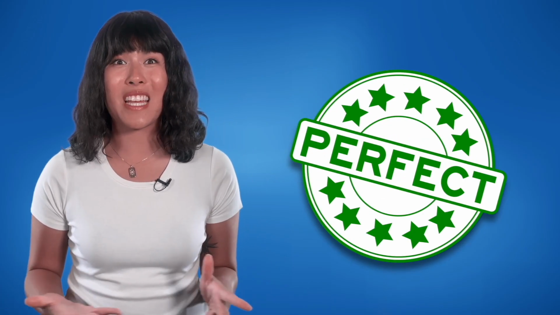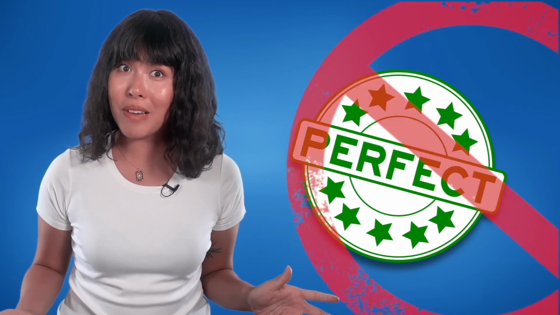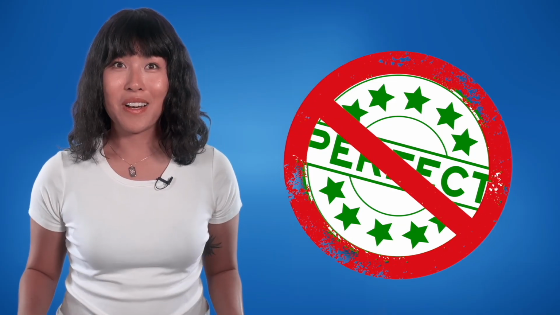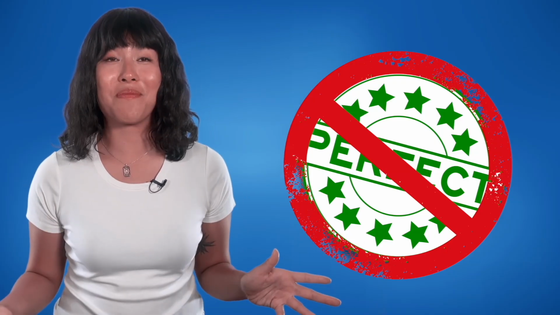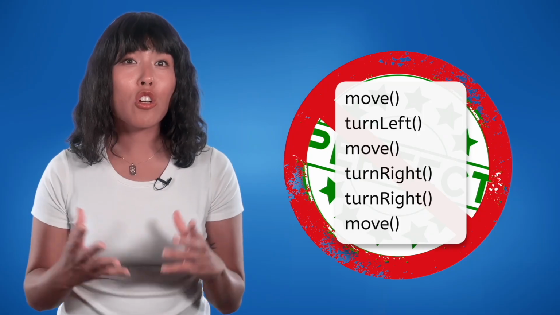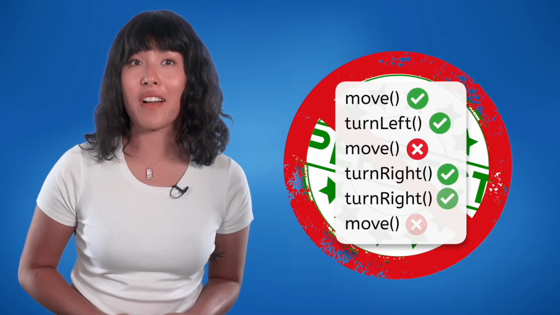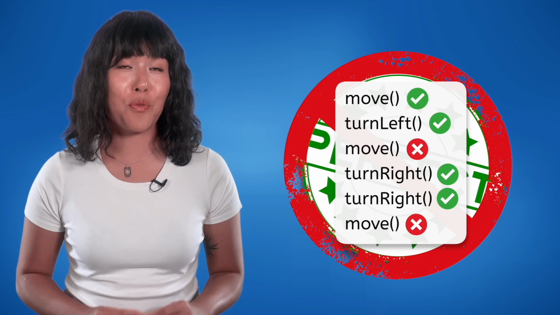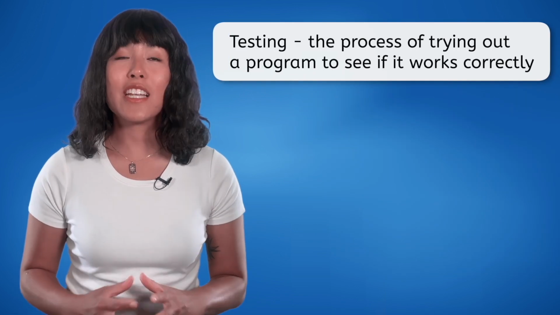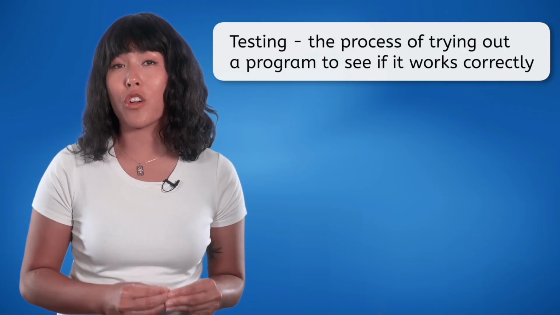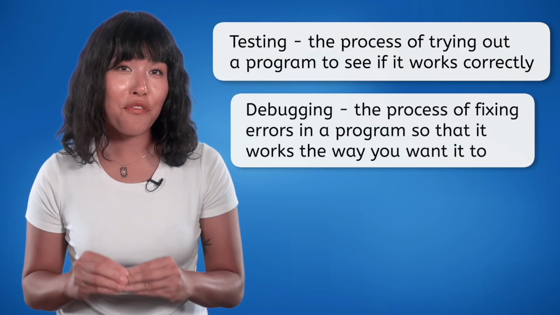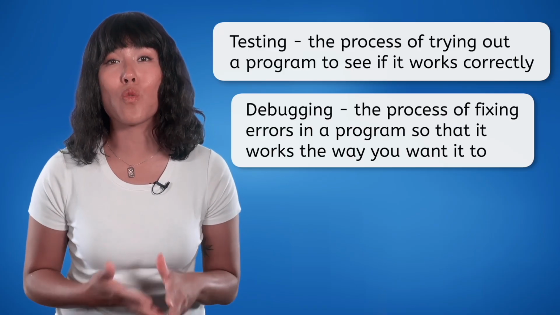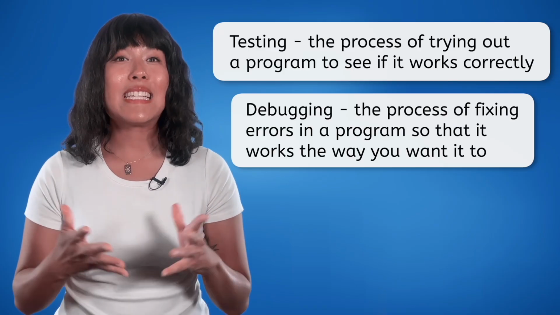Does this mean you have to get the steps perfect the first time? Not at all. One of the great things about computer science is that you don't have to get it right the first time, or even the 100th time. Each time you run the program, you will learn what went right and what went wrong. This process of trying out the program to see if it works correctly is called testing. Then you can try different steps to make the program work correctly. This process of fixing these errors so that a program works the way you want it to is called debugging.